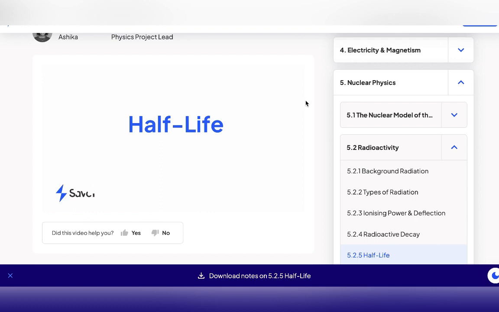Welcome to Waidusmacademy. Today we'll be looking at half-life in radioactive decay, in radiation. So today we're looking at half-life.